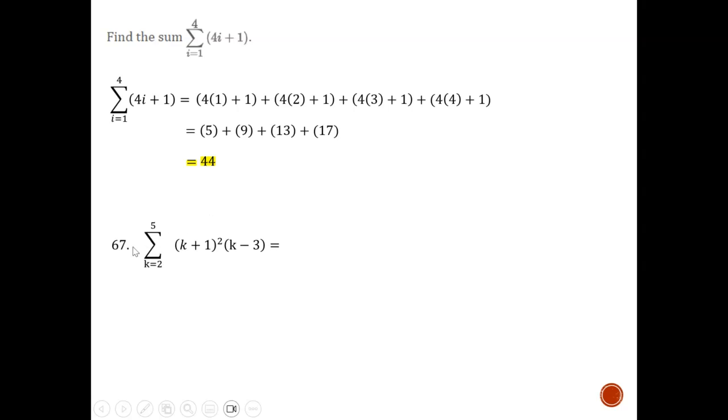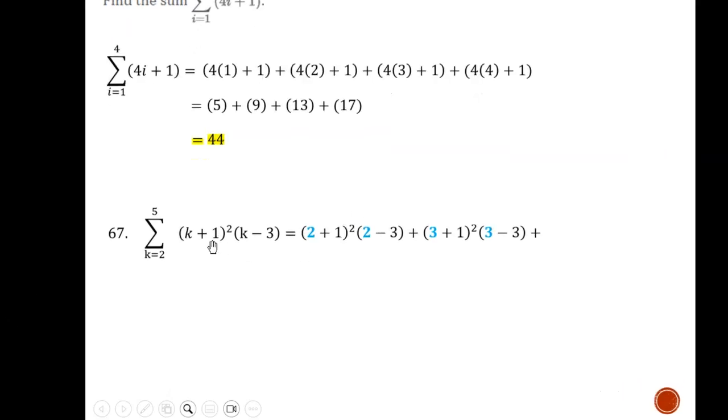Now this is from the homework, from the book, number 67. We're going to start with 2, and then we have to go all the way to 5. For the first term, I'm going to plug in 2 where the k is, on both binomials. So this will give us 3 squared times 2 minus 3, but let's write it out first and then we'll evaluate it. Then the second term is going to be 3 plus 1 squared times 3 minus 3. The next one is going to be for 4: 4 plus 1 squared times 4 minus 3.